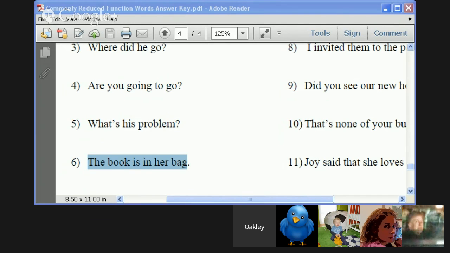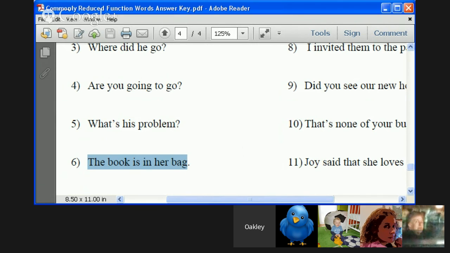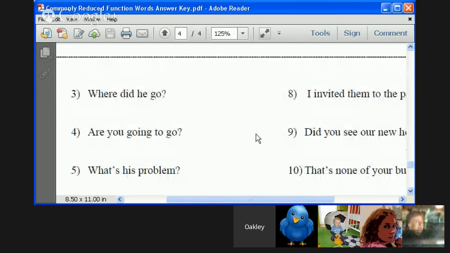That's it. Or even you might reduce the is. You might say the book's in her bag. You might even reduce is. The book's in her bag. The book's in her. Oof. The book's in her bag. That's it. Okay. Very good.